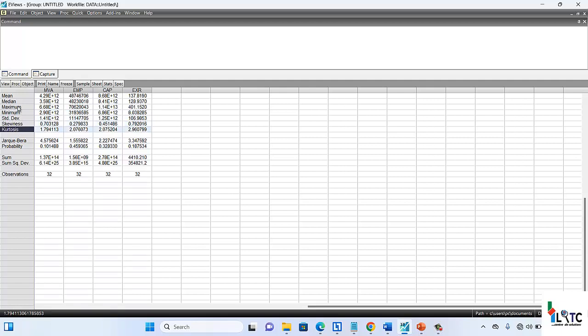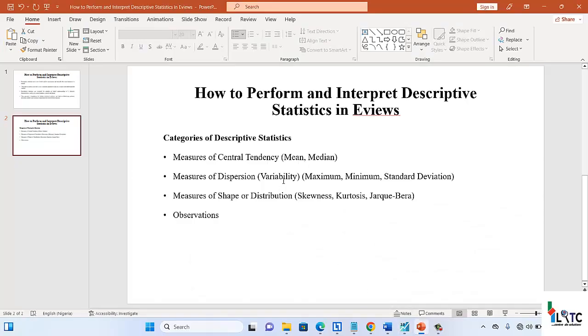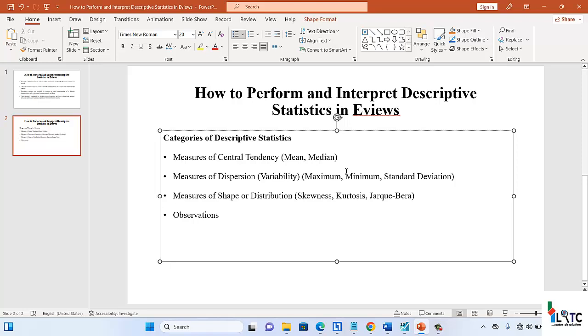Now, your maximum and your minimum, let me go back to this so that you can get it. You can see now your maximum, your minimum, your standard deviation, that is what? Dispersion. While skewness, kurtosis, and Jarque-Bera is what? Distribution.